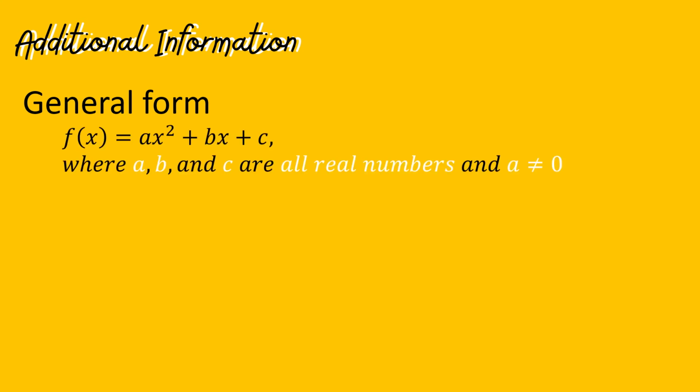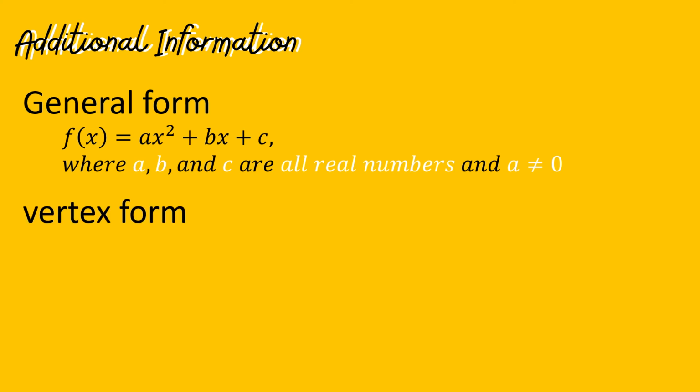Now, for some additional information, we have our general form. So you have here f of x is equal to ax squared plus bx plus c, wherein a, b, and c are all real numbers and a should not be equal to 0. Syempre, kapag naging 0 si a, hindi na siya mako-consider na quadratic function kasi magiging linear na siya.